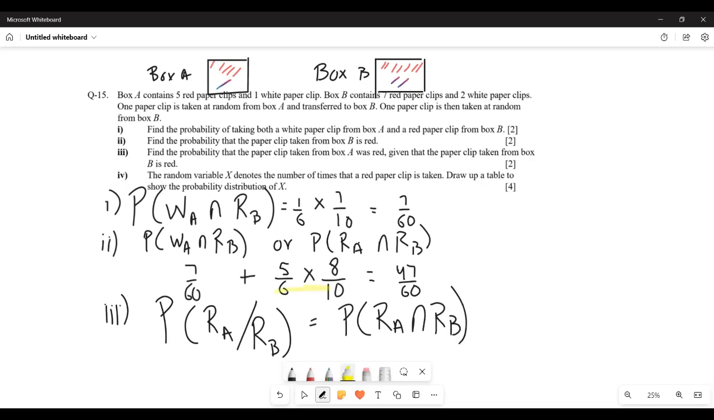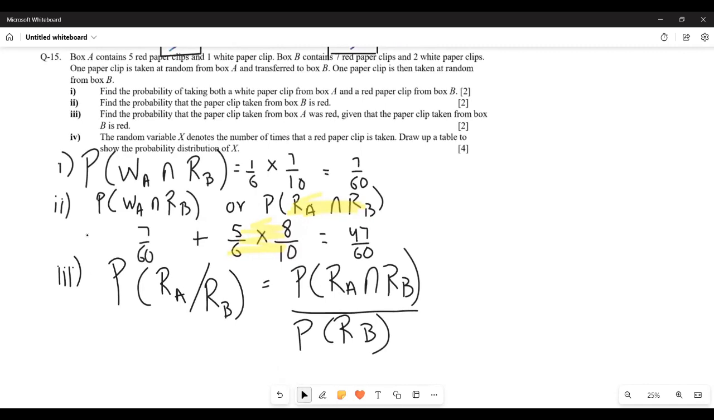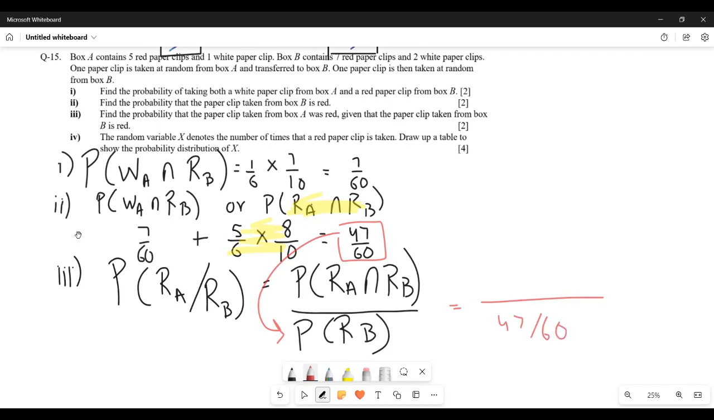We have already done this here, so we won't be doing that again. We'll be using the same product upon probability of getting a red in B. That is the answer of part 2, that is the answer for this. So the denominator is going to be 47 upon 60. And the numerator is going to be the yellow part, 5/6 into 8/10. This comes out to be 40 upon 47.